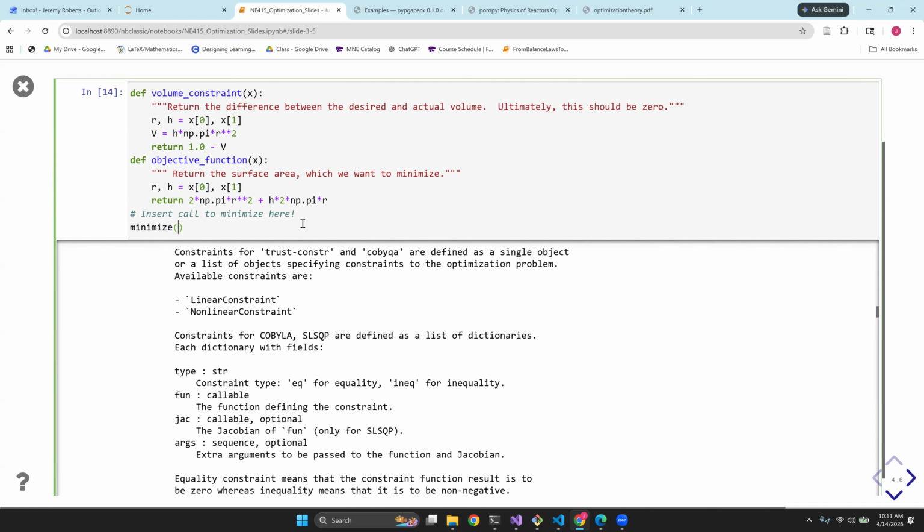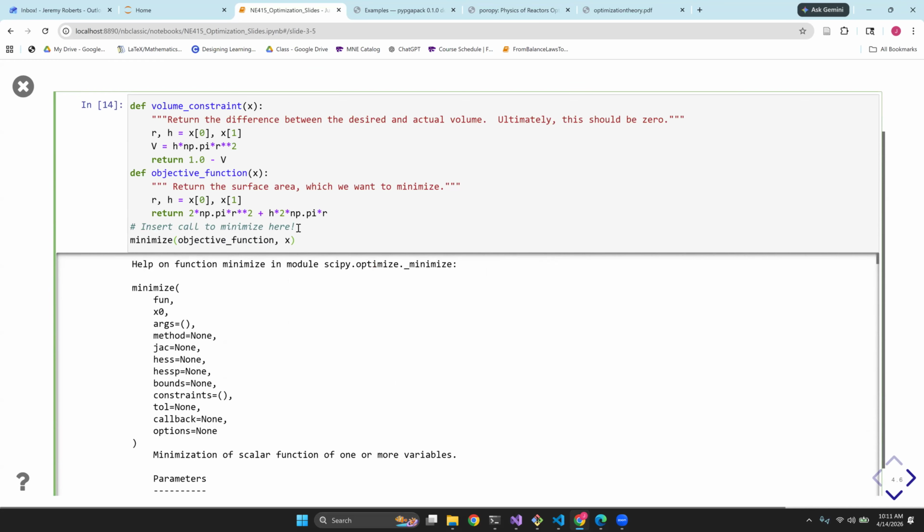So minimize. I'm going to give it my objective function. I'm going to give it an initial guess, which I will call x0 is equal to. This is actually a good question. I'm going to leave that blank for now. And then we have constraints equal to, I'll put it in a tuple, a dictionary that has type inequality, and then the function, which is the volume constraint, right?